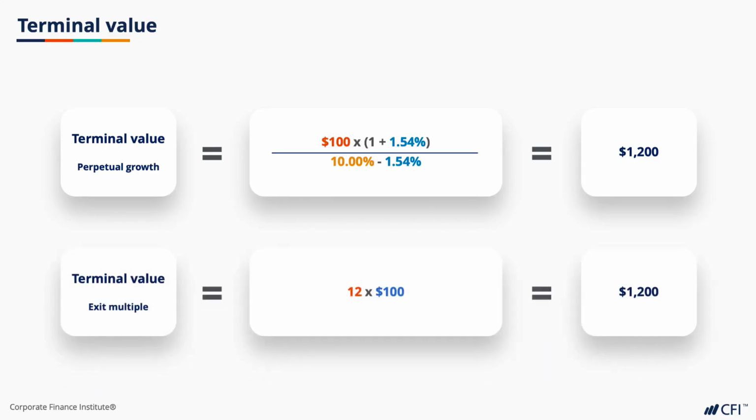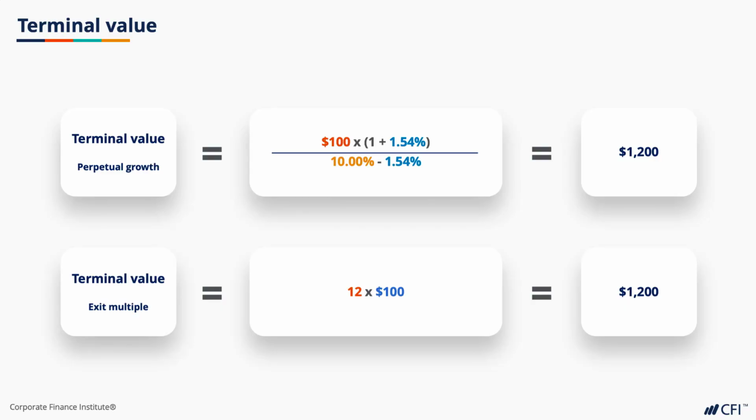Let's compare that to the exit multiple approach. If this company had $100 of earnings, and comparable companies traded at 12 times earnings, then we would multiply by 12 to get a terminal value of $1,200. So you can see how these two are mathematically equivalent to each other.